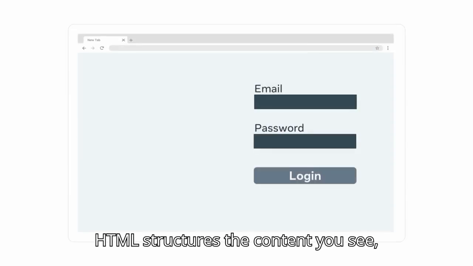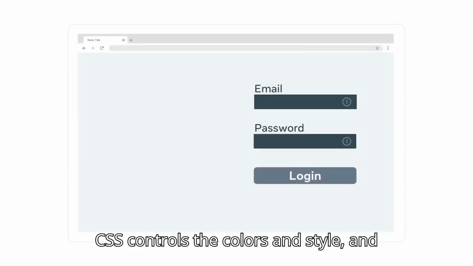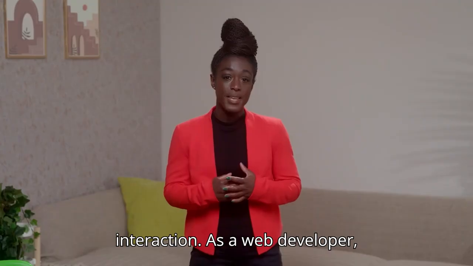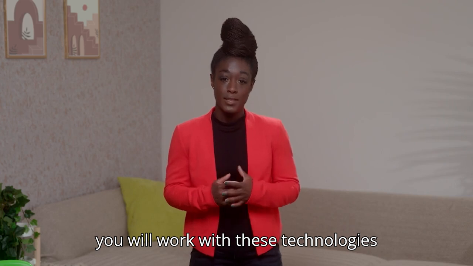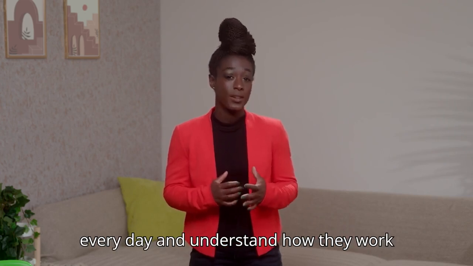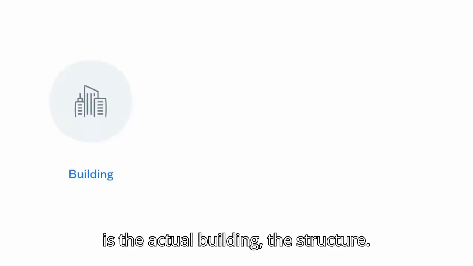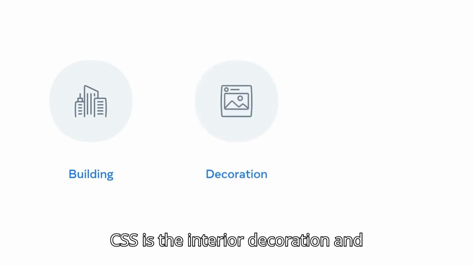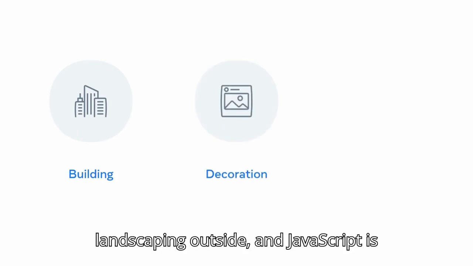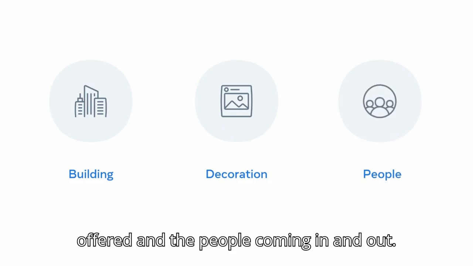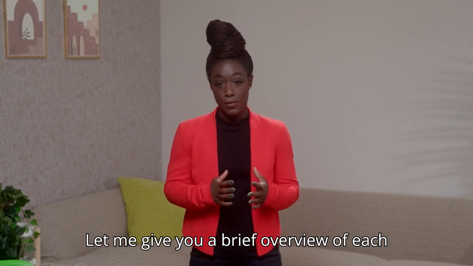HTML structures the content you see, CSS controls the colors and style, and JavaScript is responsible for the user interaction. As a web developer, you will work with these technologies every day and understand how they work together. I always like to imagine it like this. Think of a shop. HTML is the actual building, the structure. CSS is the interior decoration and landscaping outside, and JavaScript is just like the business, the services offered, and the people coming in and out. Let me give you a brief overview of each of these technologies now.